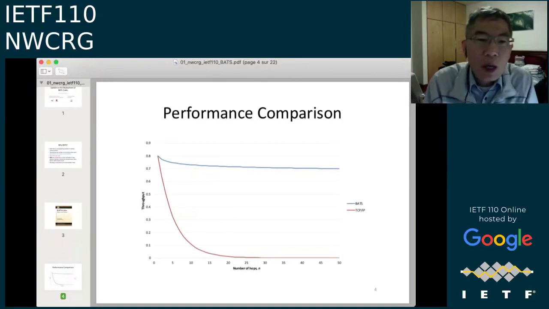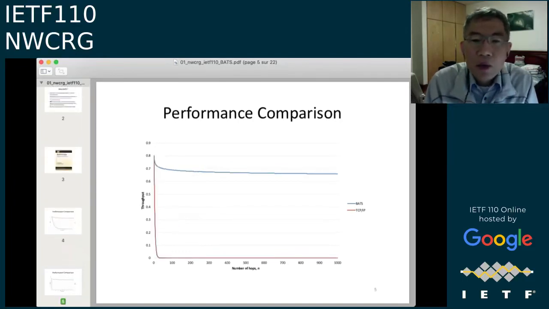The x-axis is the number of hops, and the y-axis is the throughput. And we can see that when the number of hops increases, the throughput actually decreases exponentially fast, because every time you multiply by 0.8. Whereas for BATS code, the throughput can sustain very well, and after 50 hops, the throughput can still sustain at about 0.7. Next slide, please. And even after 1,000 hops, the throughput can still be around 0.66.